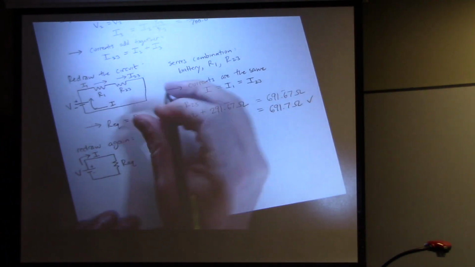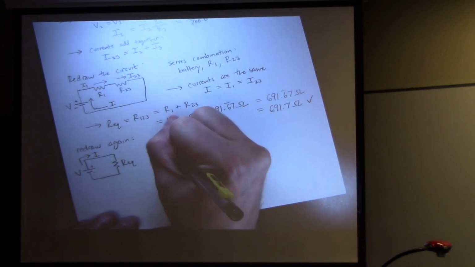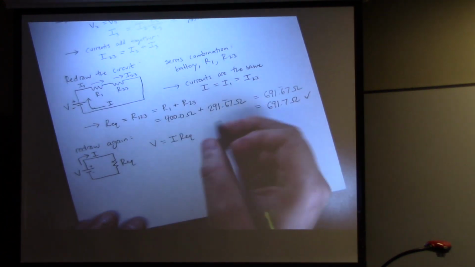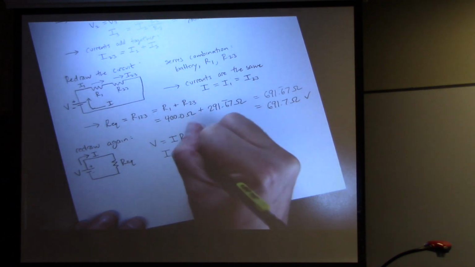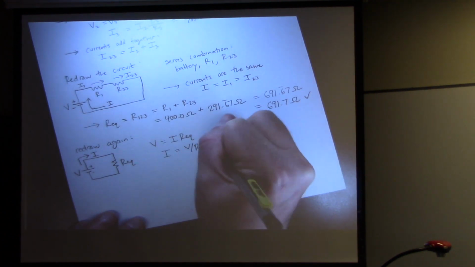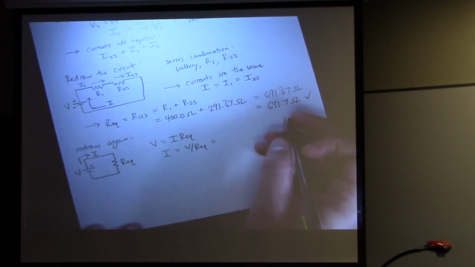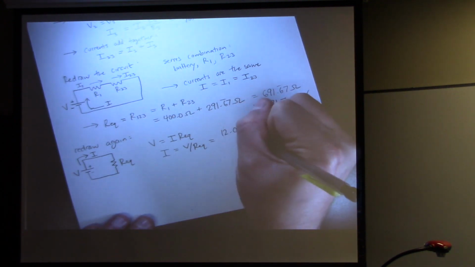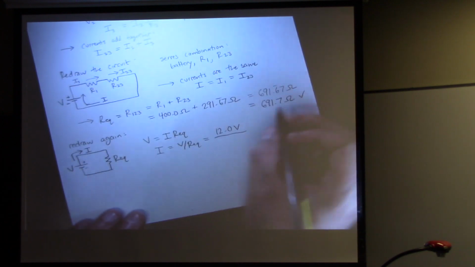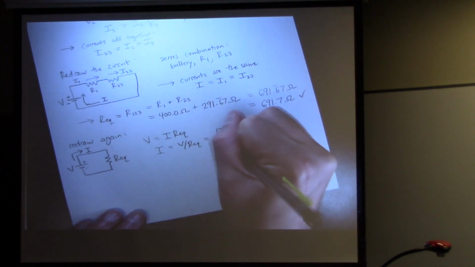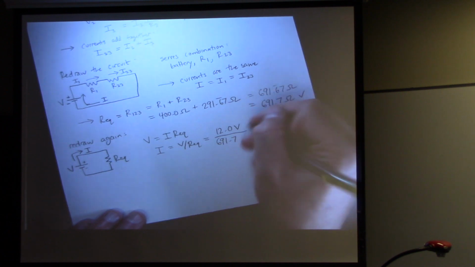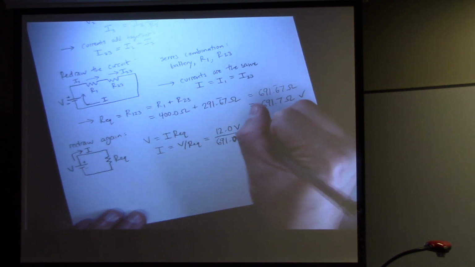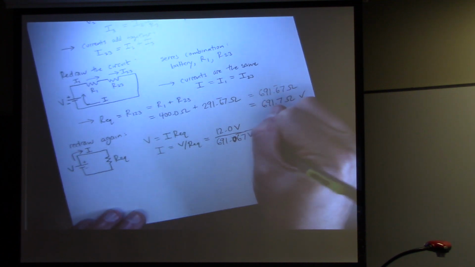And so if I want to get the current right there, I'm going to use Ohm's law. V is equal to I times REQ. And then the current is going to be V divided by REQ. So what was the voltage? I almost forgot. 12 volts. Yeah, 12.0 volts divided by the equivalent resistance, which is going to be 691.67 ohms, which is a volt per amp.